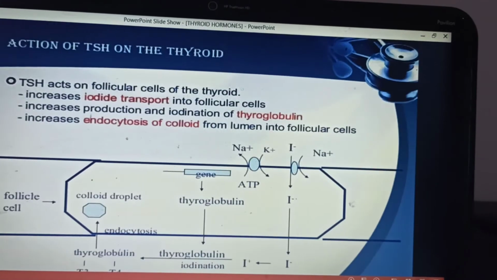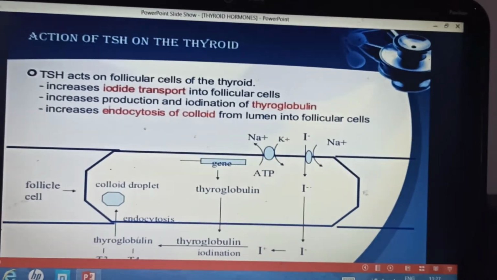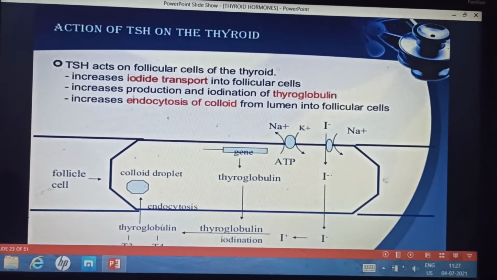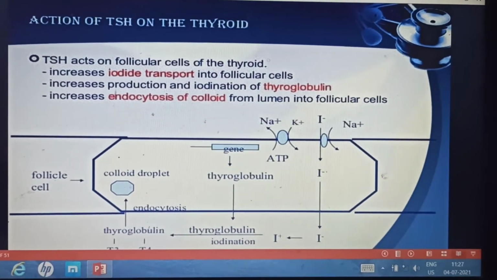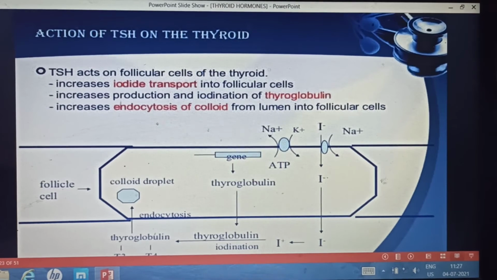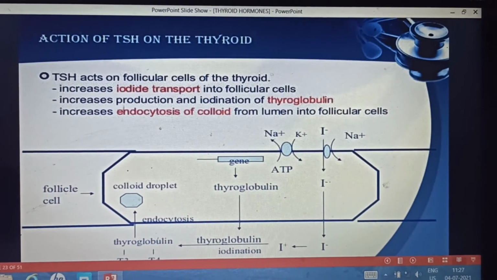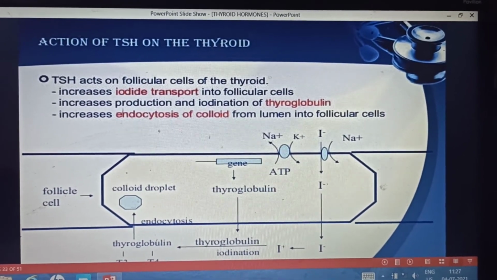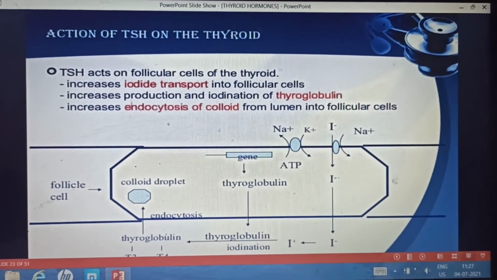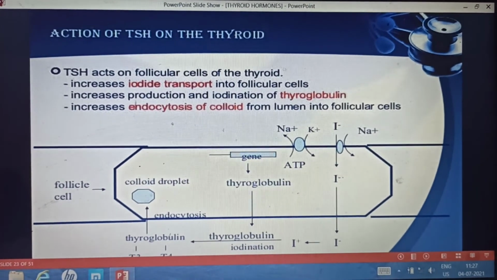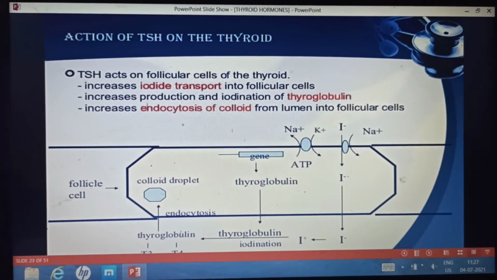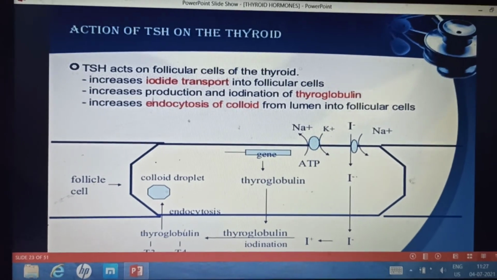Now these are the actions of TSH on the thyroid. TSH increases iodide transport into the follicular cell. It increases production and iodination of the thyroglobulin. It increases endocytosis of the colloid from the lumen into the follicular cell. So iodide transport, iodination, endocytosis and proteolysis as well as release take place under the influence of the TSH.